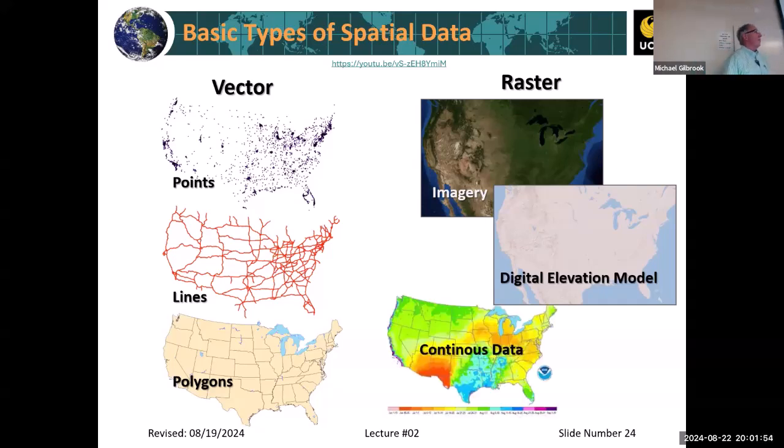Or something like this. Weather maps, precipitation maps. Those are all done as continuous rasters. It's not points, it's not lines, it's not polygons. It's just each single spot on the map has a certain amount of rainfall, and when you put it all together, it looks like this.